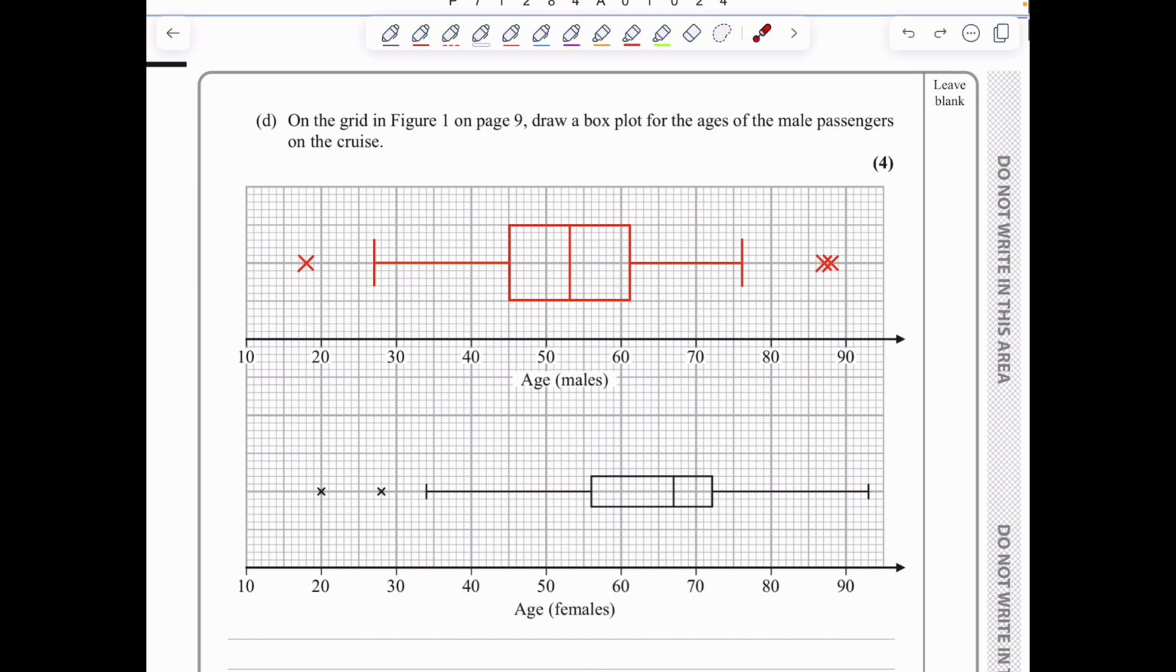Alternatively, we could have extended the whiskers up to the theoretical limit for outliers. So what we have calculated before as 21 and 85, because we've got outliers on either side of the box.